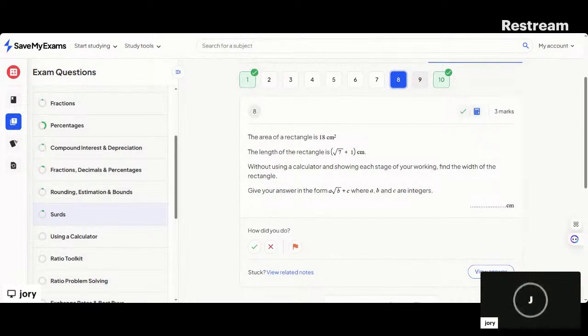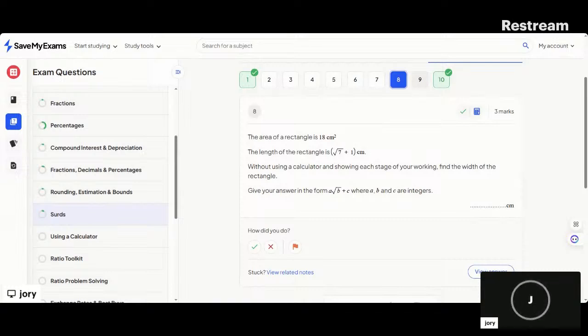Give your answer in this form where all the letters are integers. Okay, so I know that the area is length times width, and I already have the length. So 18, the area, equals root 7 plus 1 times the width. And I'm supposed to find the width. So the width equals 18 over root 7 plus 1. Now that we've written that, I think I can do it. I'm going to multiply by root 7 minus 1 over root 7 minus 1.